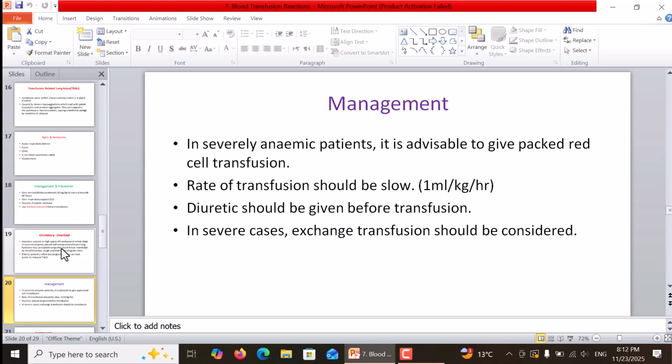How are we going to manage such a case? Of course, in severely anemic patients, it's advisable to give packed red cells. Rate of transfusion should be slowed down. Diuretic should be given before transfusion. And in severe cases, of course, we should do exchange transfusion.